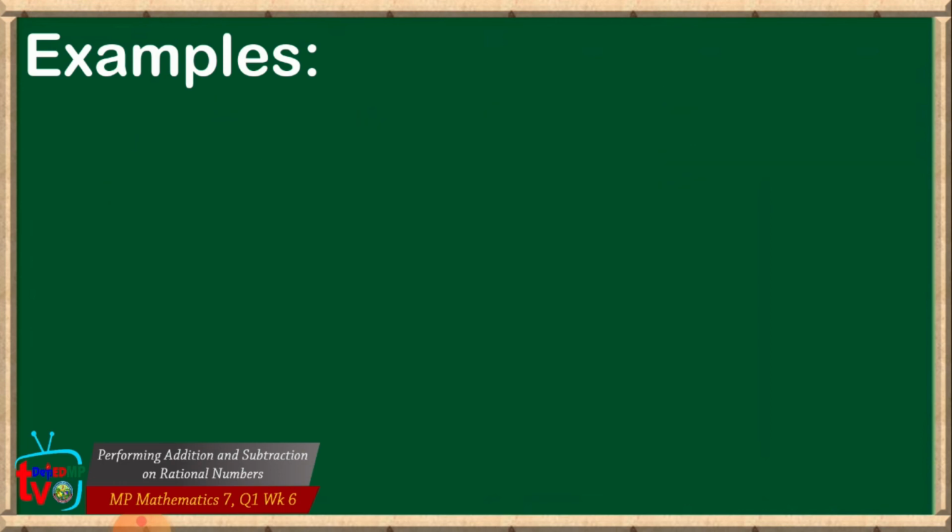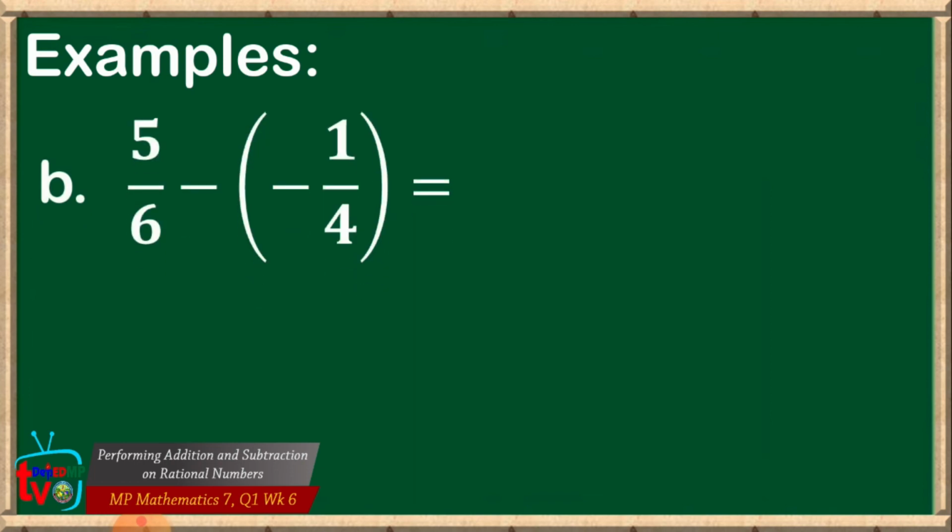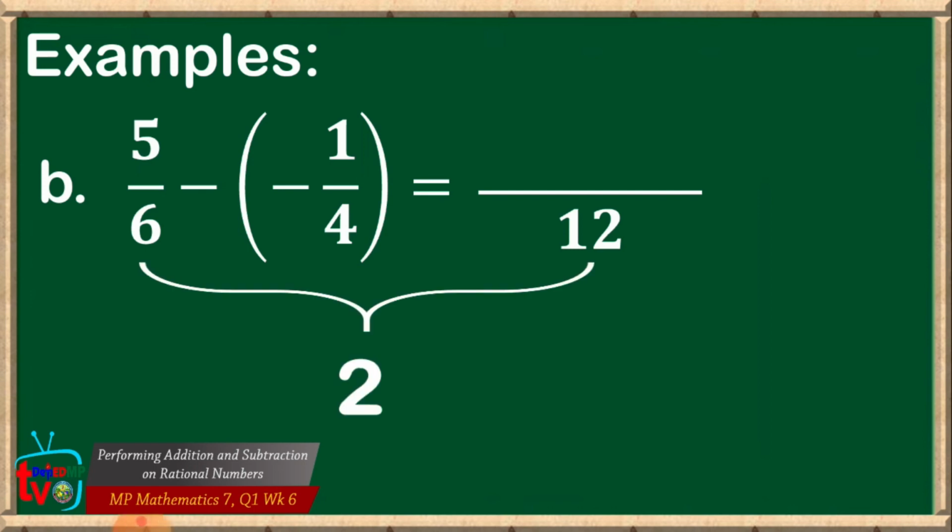Letter B example. 5 over 6 minus the quantity negative 1 over 4. Let's find again our LCD. So, the least number that can divide both 6 and 4 is 12. Next, get the quotient of 12 and 6, that is 2. Then, multiply it with 5. Answer, 10.